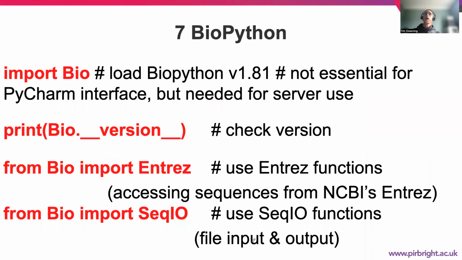If you're writing a script or maybe using the cluster, you can use import Bio. Import Bio loads BioPython. Note the version number as well, just if you're using it extensively. You can check that version number by writing this code: print Bio.__version__. And what we can do from Bio is there's a set of packages, and we can use ones like Entrez and SeqIO. Entrez will let us access sequences from the NCBI's Entrez database, and SeqIO has manipulations to read files in and out.